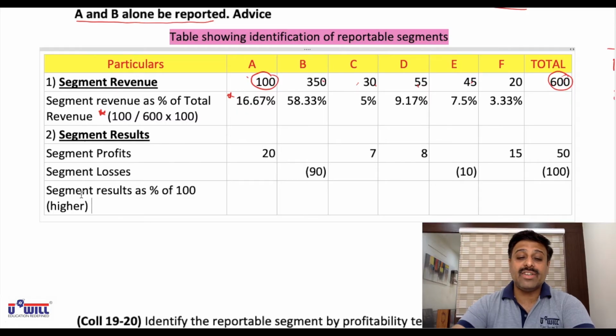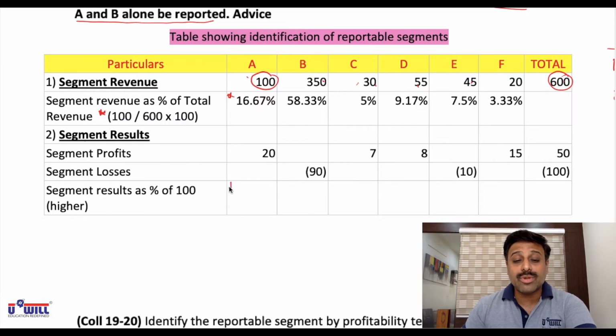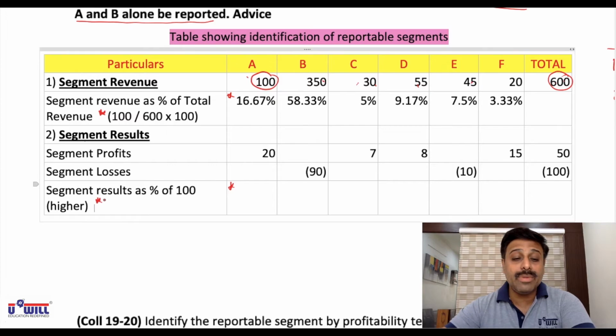How will you find that? Again, first calculation I am showing, B, and enter. The first one I am showing over here. How do you get that amount, B, and enter?